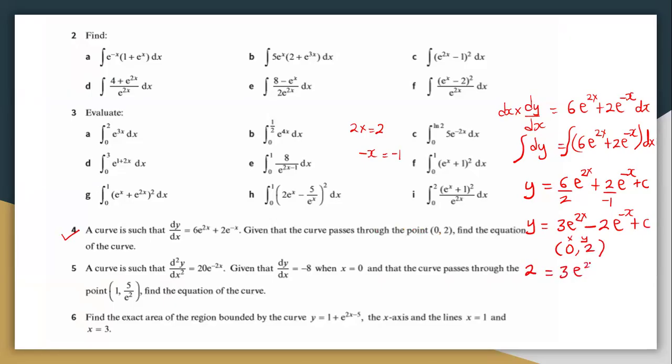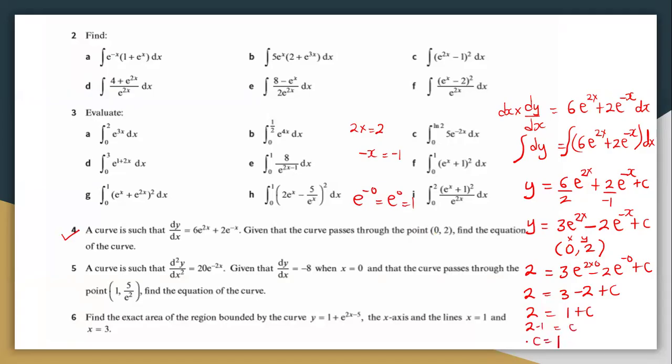So I have 2 equals 3e^(2 × 0) minus 2e^(-0) plus c. e^0 is 1. So when you have e^(-0), this is the same as e^0, which is 1. So 3 minus 2, we end up with 1, plus c. When we take the 1 to this side, we have 2 minus 1 equal to c, and therefore c is equal to 1.